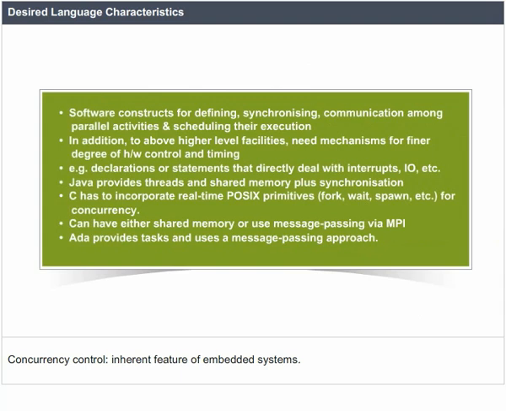Java provides threads and shared memory plus synchronization. C has to incorporate real-time POSIX primitives, fork, wait, spawn, etc. for concurrency. It can have either shared memory or use message passing via MPI. Ada provides tasks and uses a message passing approach.